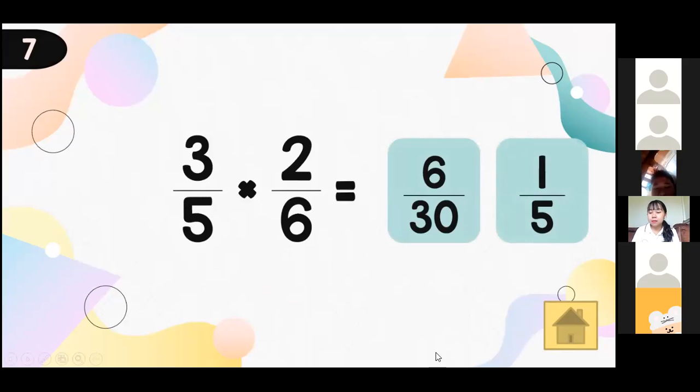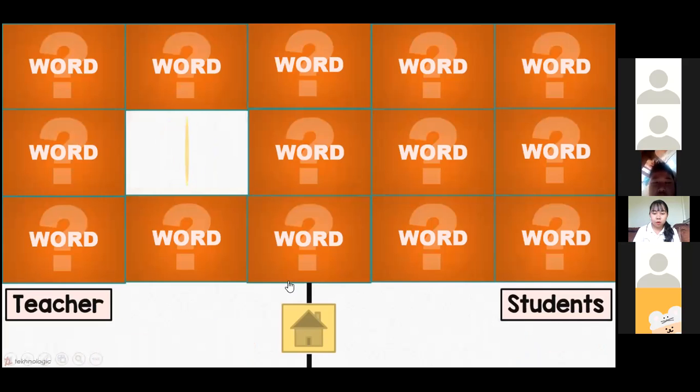6/30, or 1/15. That is correct. So you get 2 points.